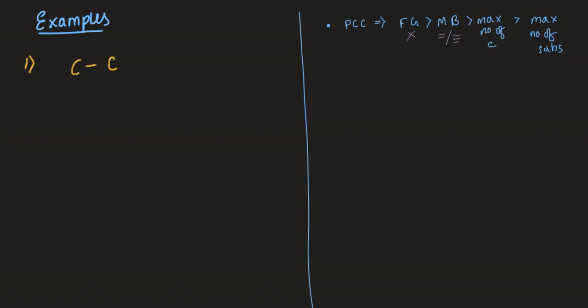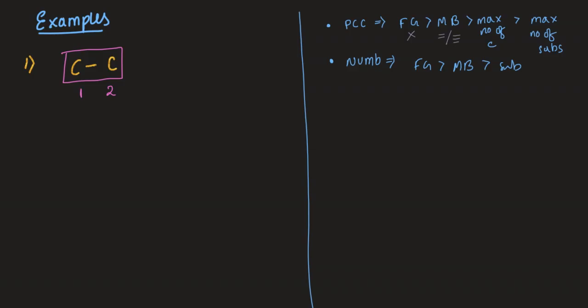After choosing the parent carbon chain, what is the second step? Numbering. What is the order of numbering? The functional group should get the lowest number. If there is no functional group, then go for multiple bond. If there is no multiple bond, then go for substituent. There is no multiple bond and no functional group in the given structure, and also no substituent. So that means we can number from anywhere, that is our wish. So this is acting as our first carbon, this is acting as the second carbon.